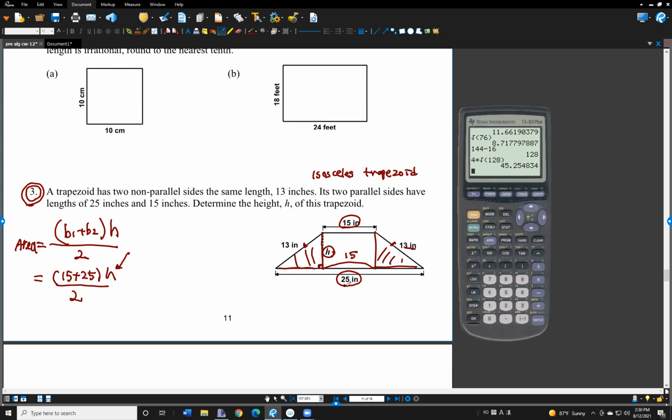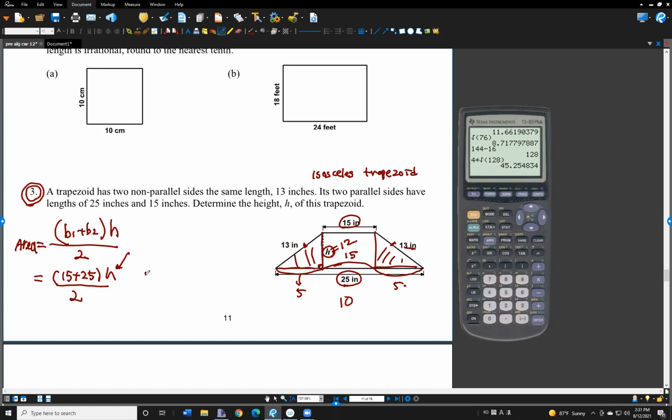25 minus 15 is how much? 10, right? The sum of these two sides is 10, but they are equal, half and half. This side is 5, the other side is 5. Now I can see this is a 5, 12, 13 triangle, a Pythagorean triple. 5, 12, 13. So the height should be 12, isn't it? Now we just got H equals 12 using the Pythagorean triple.